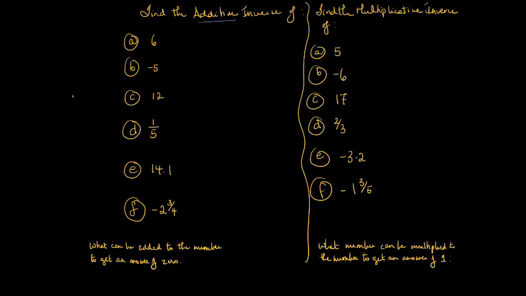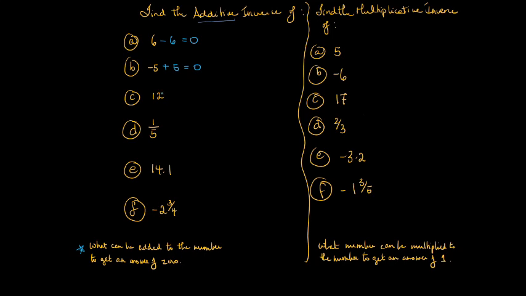Okay? Now it says find the additive inverse of 6, negative 5, 12, a fifth, 4.1, and negative 2 and 3 over 4. So basically you have to ask yourself, what can be added to the number to get an answer of 0? So to get an answer of 0 for 6, you have to subtract 6 from 6 to get 0. And to get 0 from negative 5, we have to add 5 to get 0. What about 12 and 1/5 and 4.1 and negative 2 3/4. Pause the video and try these questions.